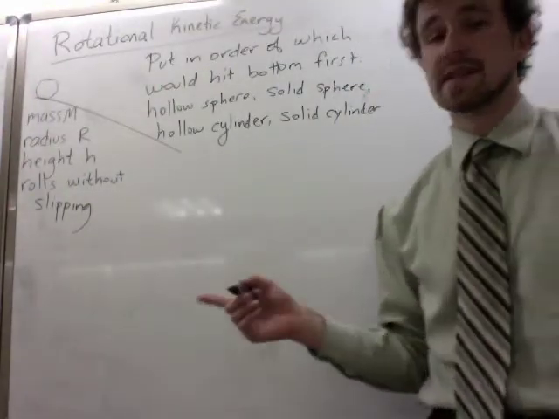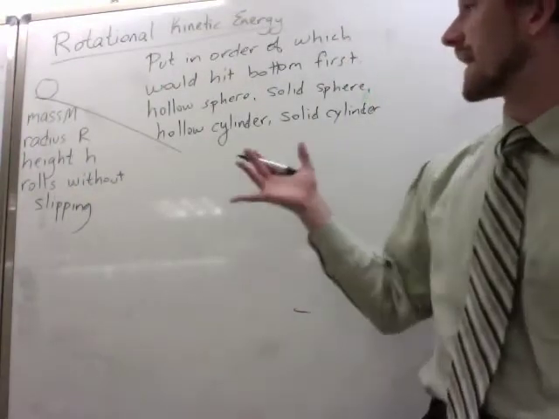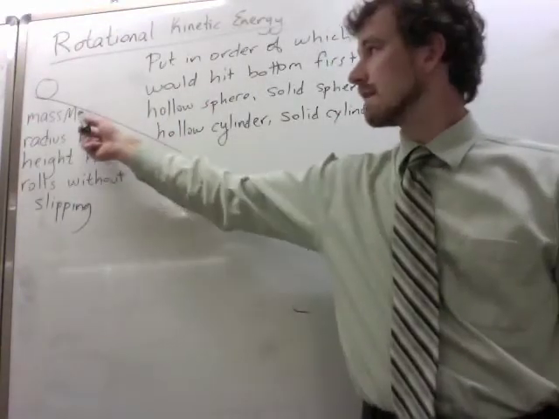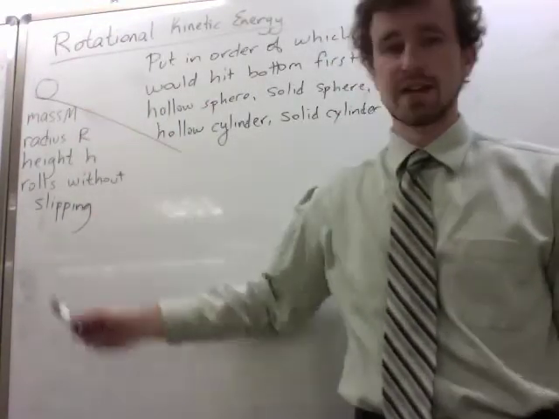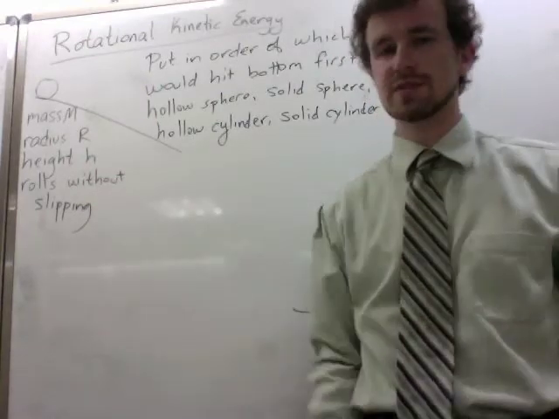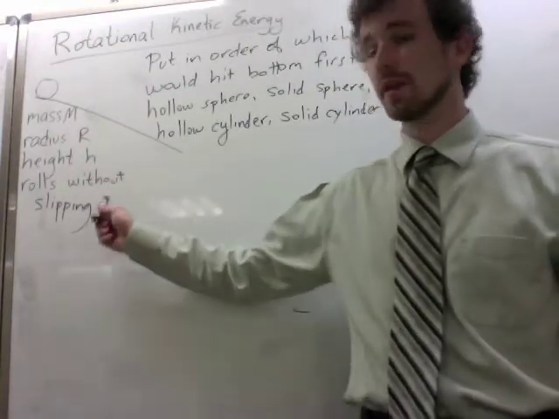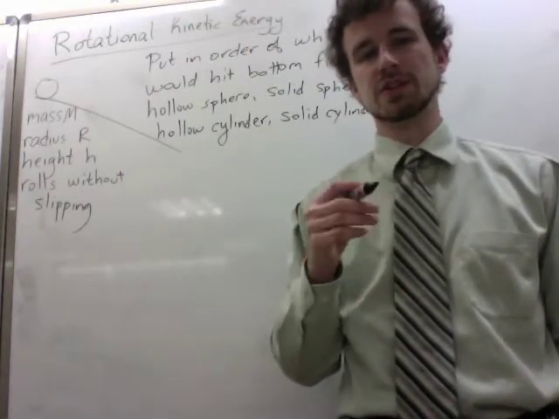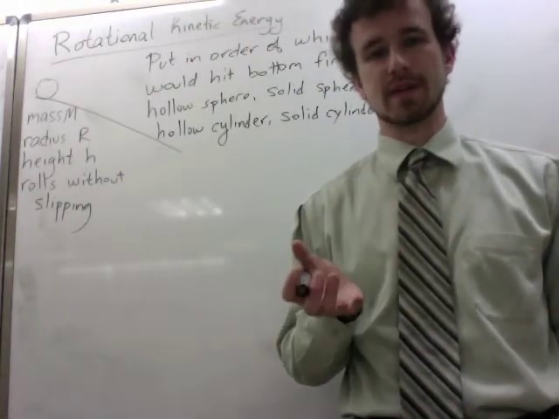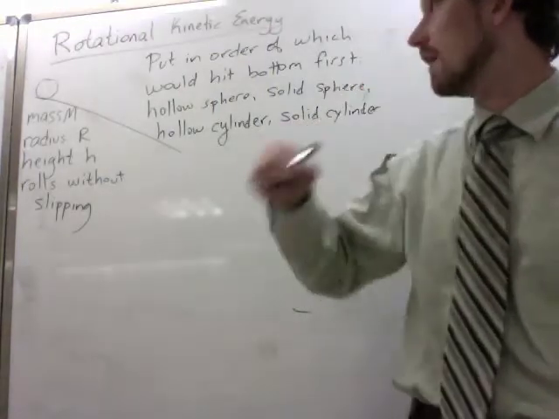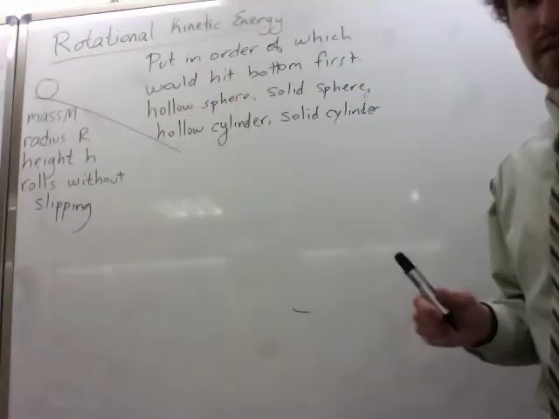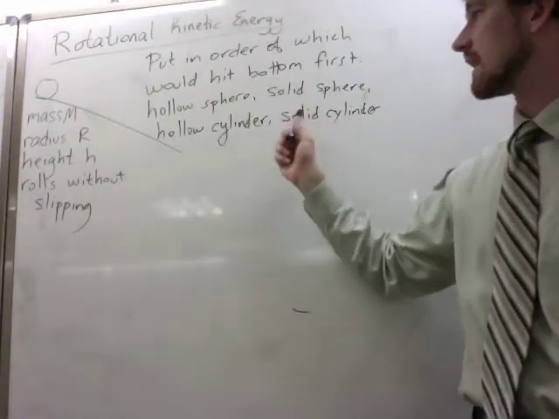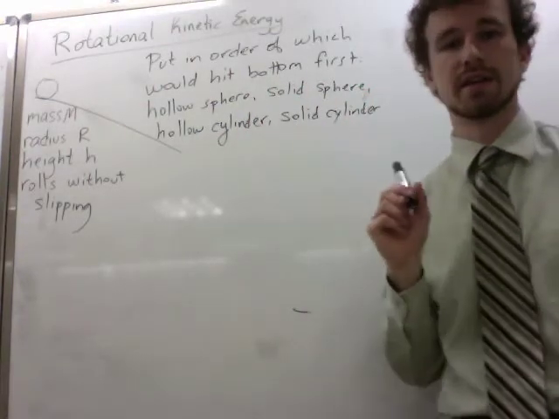Here we're looking at another example of our mechanical energy being conserved. We've got an object rolling down a hill, has mass m, radius r, it's h off the ground, and it rolls without slipping. Remember, rolling without slipping is the condition under which we can utilize the relationship that velocity is equal to omega times r. So your task here is to put in order which would hit the bottom first. We've got a hollow sphere, a solid sphere, a hollow cylinder, and a solid cylinder.